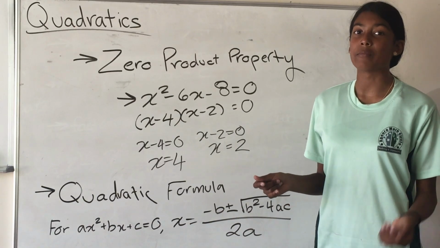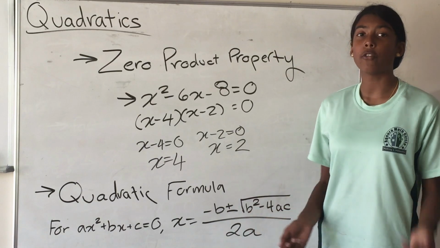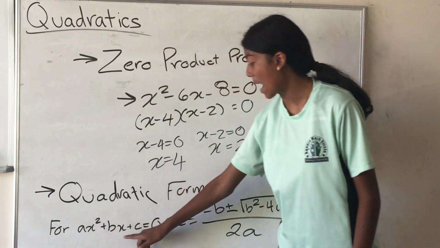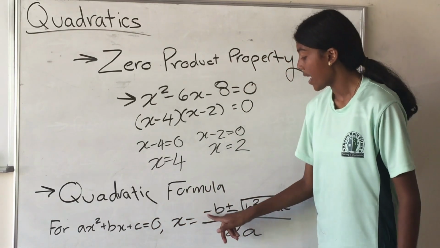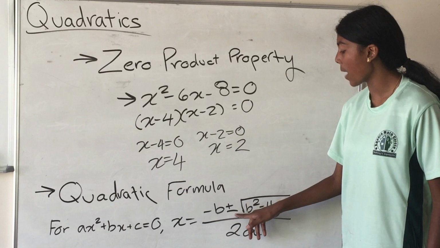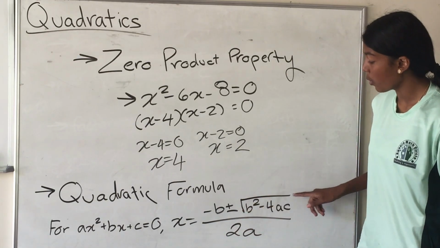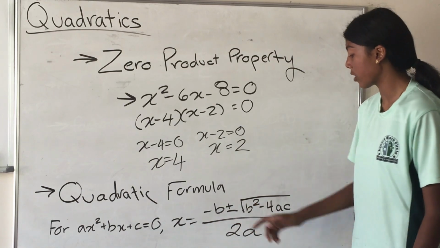Another way to do it, if we can't factor it, is the quadratic formula. There's a lot more math involved and it's easier to make a mistake, so that's why we don't use it as often. It states that for ax squared plus bx plus c equals 0, x is going to equal negative b plus or minus, remember that, the square root of b squared minus 4ac, all over 2a.